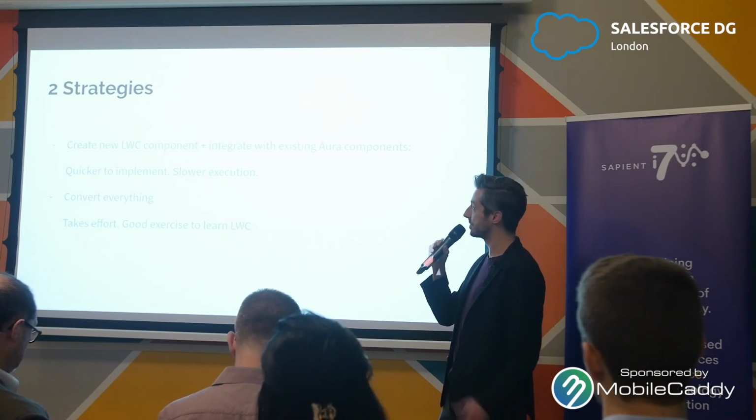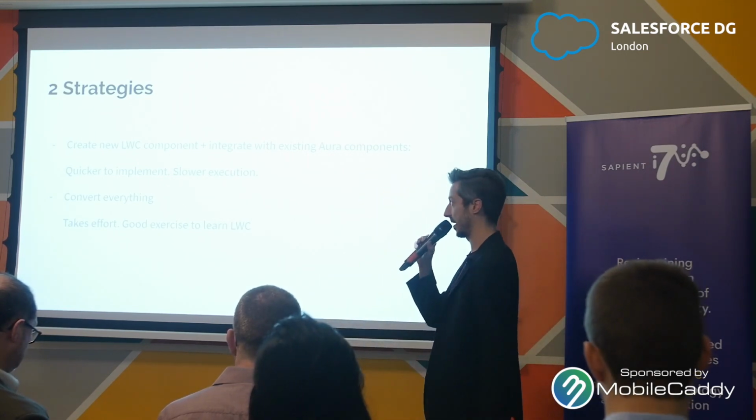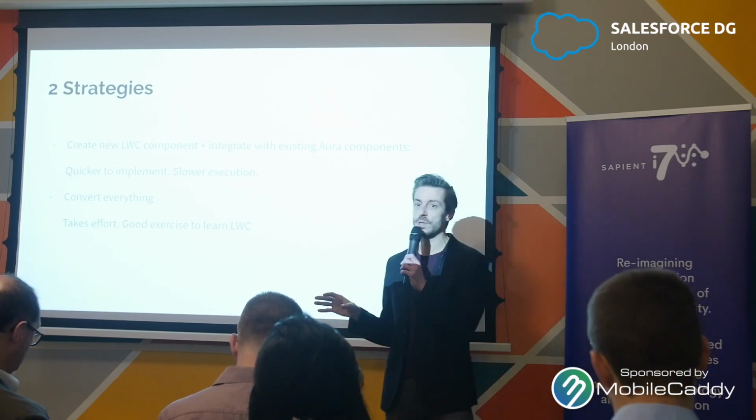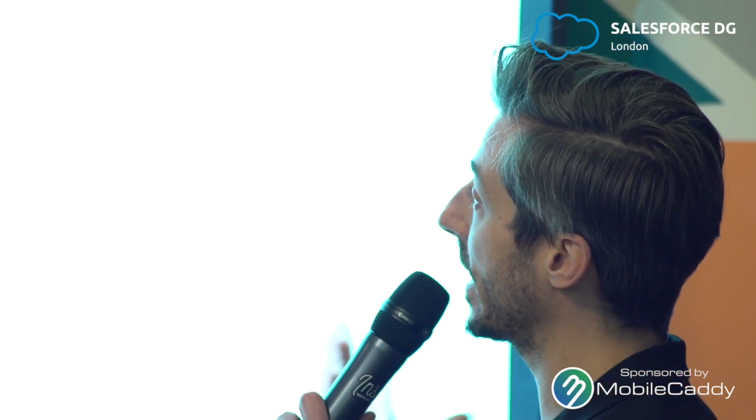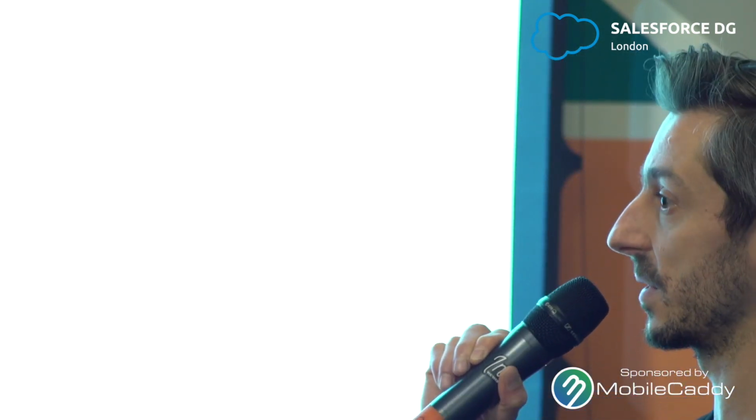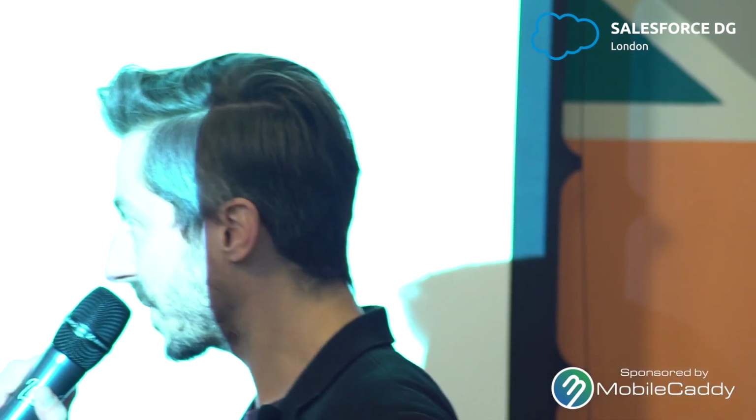Now, we already know we want to move to LWC. Fine. You can either just create your new components and integrate them inside your existing Aura components. And it's actually working very well right now, surprisingly. You can directly instantiate LWC child components inside the parent. So we'll have a look at this.